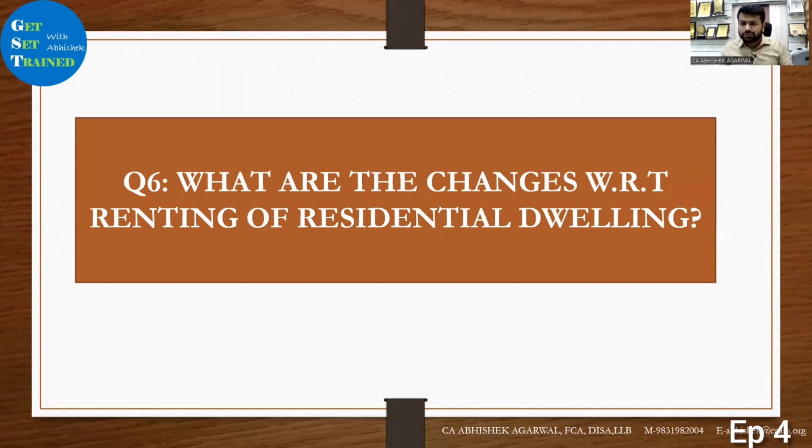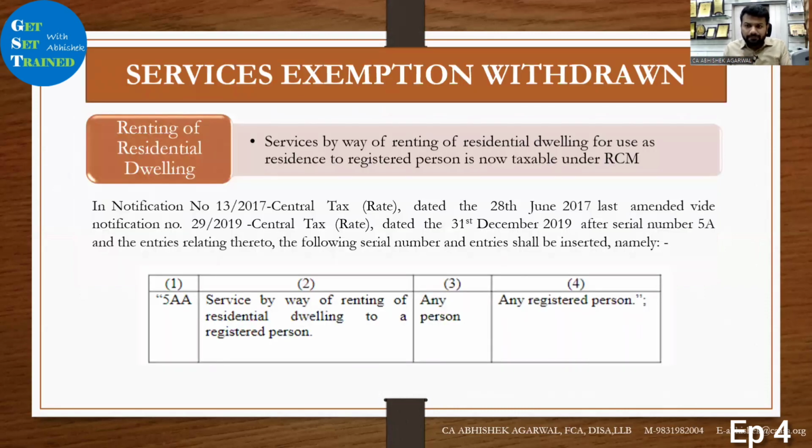Okay. Sixth question. What are the changes with respect to renting of residential dwelling? Friends, please understand, before the change, a residential dwelling used for a residential purpose was always exempted in the service tax regime, also in the GST regime. So what changes have they brought in? Now they have said that if any person gives a residential dwelling to any registered person, then GST is to be paid on reverse charge mechanism, right?